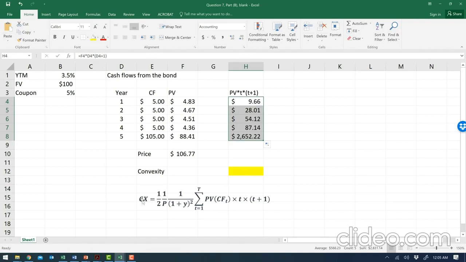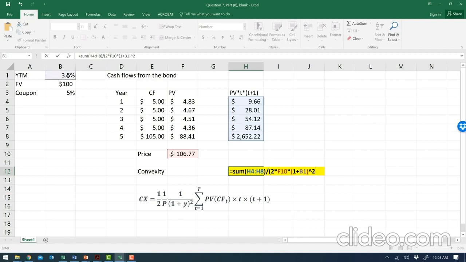And so you could see that to compute the convexity, I need to take 1/2, I need to divide it by the price of the bond, and I need to divide it by (1 plus y) squared. So first I will take the sum of these terms, and then I will divide it by 2, by the price, and then by (1 plus YTM) squared. And so this would exactly be the convexity of this bond. So the convexity will be 12.38.